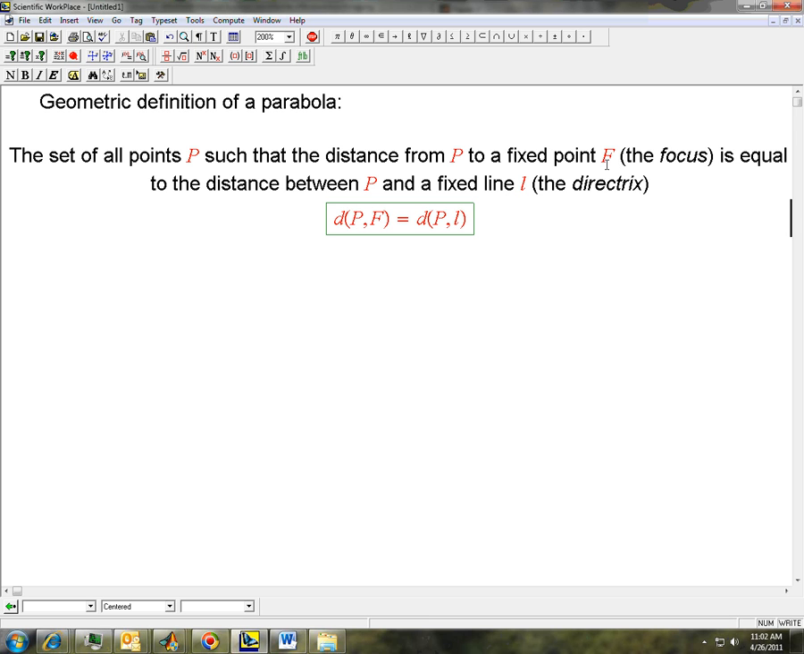So the important thing here is that for this definition, the focus and the directrix are picked in advance. And then you look at all the points P so that the distance from P to the focus is the same as the distance from P to the directrix. So, for example, here's a picture.